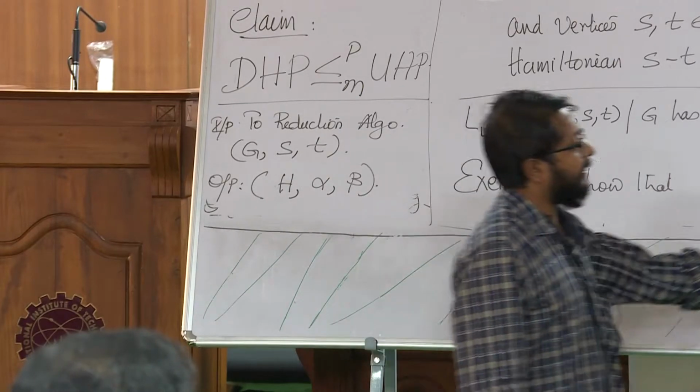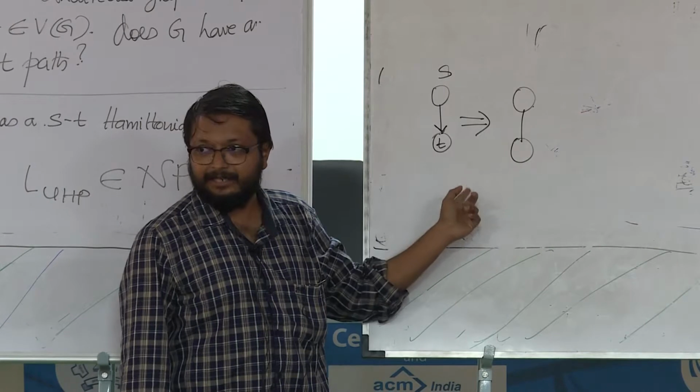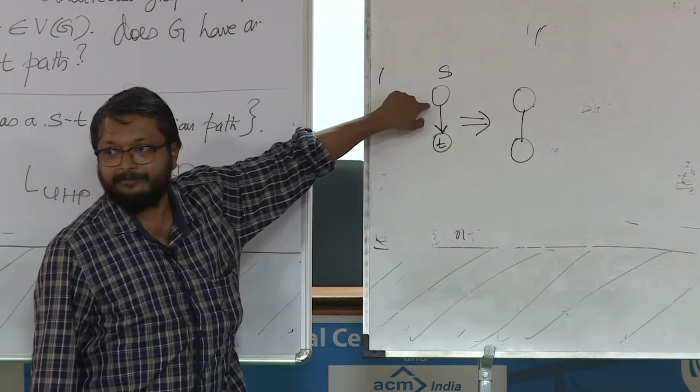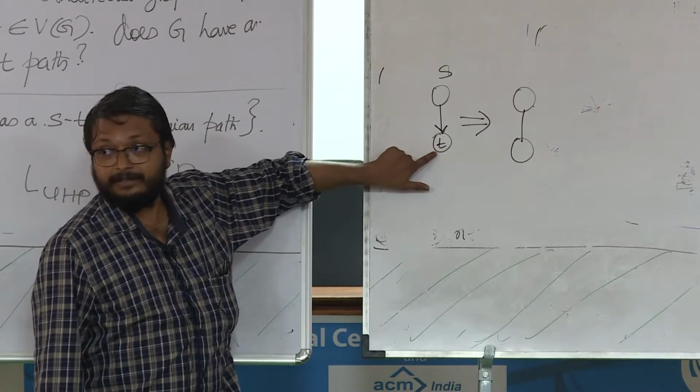Yeah, that's what is done here, right? Remove the orientation and make parallel edges into a similar. This graph has a directed Hamiltonian path from S to T, but no directed Hamiltonian path from T to S.